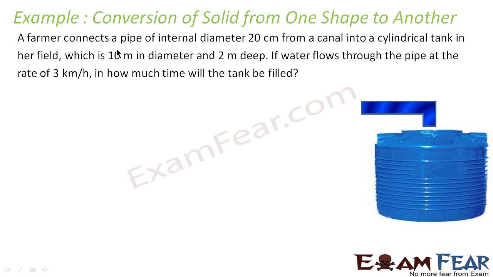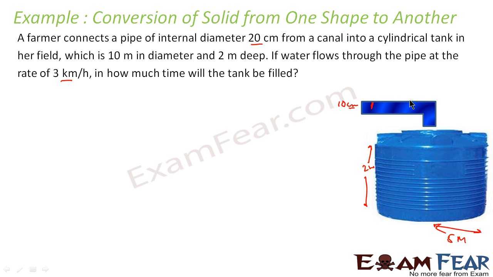A farmer connects a pipe of internal diameter 20 cm from a canal into a cylindrical tank in her field, which is 10 meter in diameter and 2 meter in height. So this is a cylindrical tank the farmer has. 10 meter in diameter, so it's 5 meter in radius, and 2 meter is the height. And this is connected to a pipe that is 20 centimeter diameter, so you can say 10 centimeter radius. If the water flows through a pipe at a speed of 3 km per hour, find how much time it will take to fill the tank.